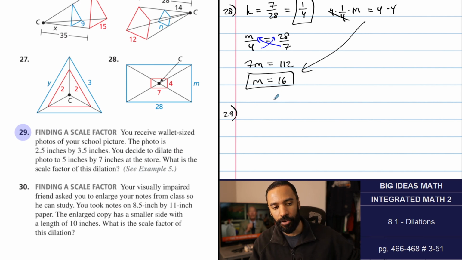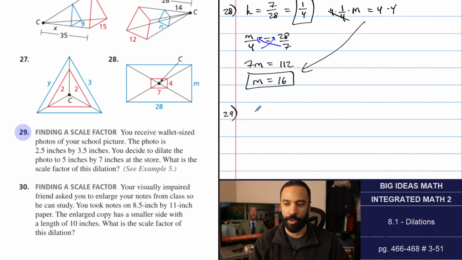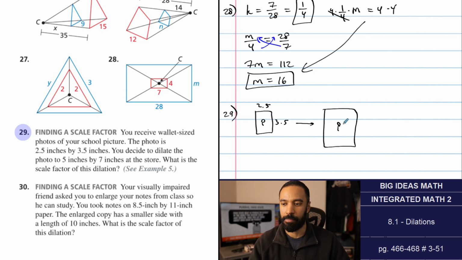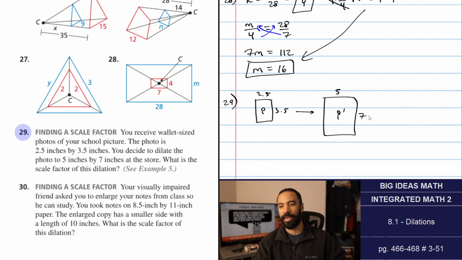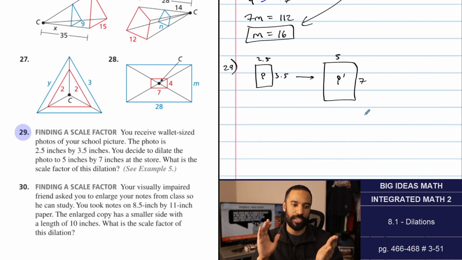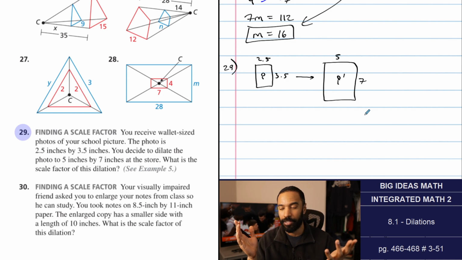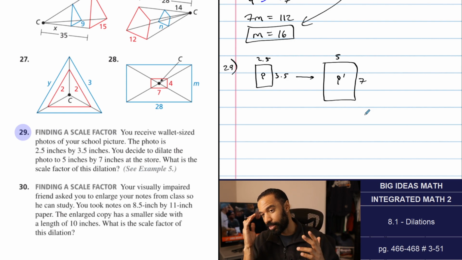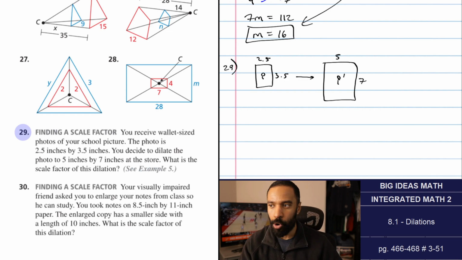So your original photo is 2.5 by 3.5. And then we dilate it. Let's call this P. We dilate it to P prime, which is now 5 and 7. Well, this is the same kind of thing, right? This is a dilation, at least there's maybe not a center, unless the center is right in the middle. But there's a similarity aspect to this, that these grow by the same amount.